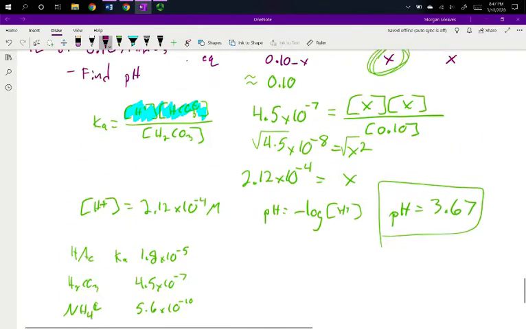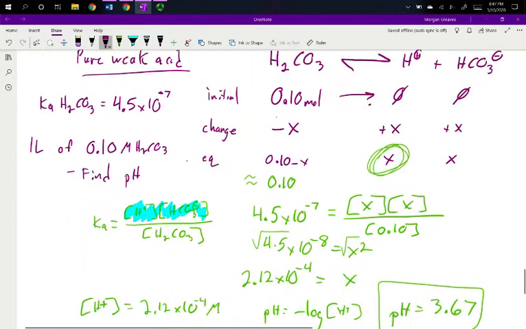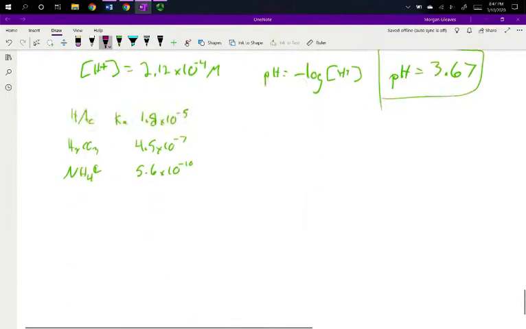So we were able to solve for that proton coming off of H2CO3. But there's a funny thing about this molecule.